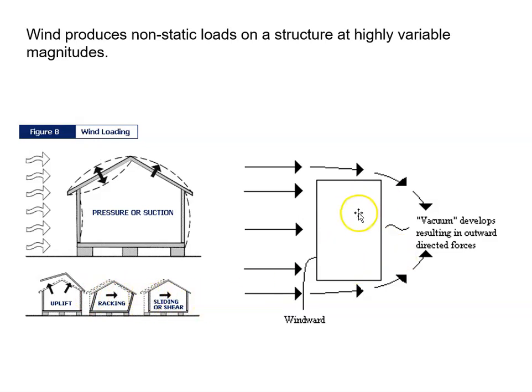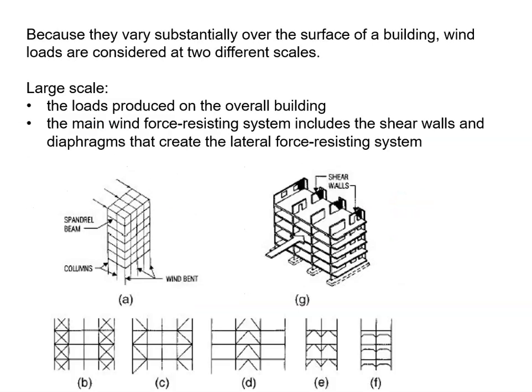Now we're looking down on a floor plan. We have the wind coming in on this face of the building, creating a pressure right there. And then as it comes around the building on the far side, it creates a vacuum there. That's called the leeward side. This is the windward side, and this is the leeward side. So wind wants to knock buildings over, basically. They vary substantially over the surface of a building.